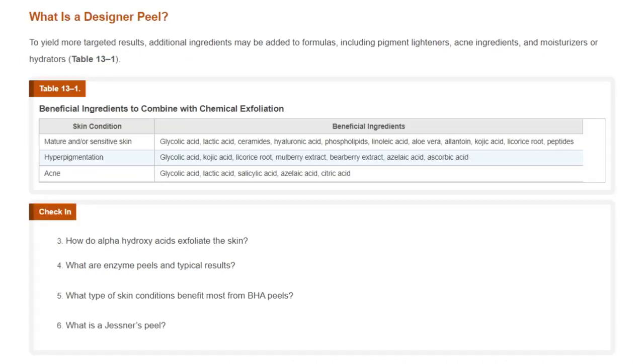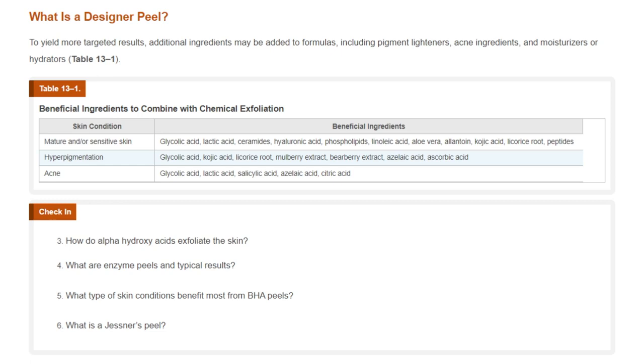What is a designer peel? To yield more targeted results, additional ingredients may be added to formulas, including pigment lighteners, acne ingredients, and moisturizers or hydrators. Table 13(1). Beneficial ingredients to combine with chemical exfoliation.